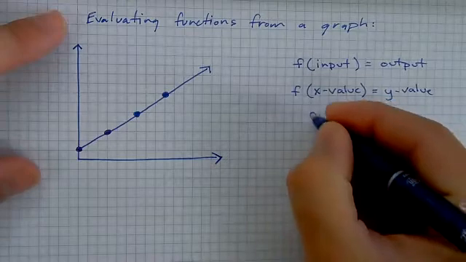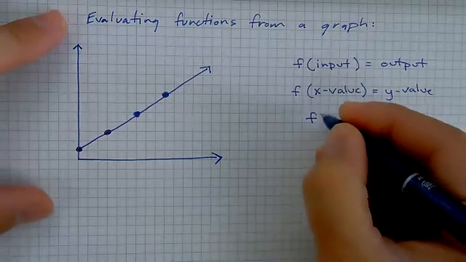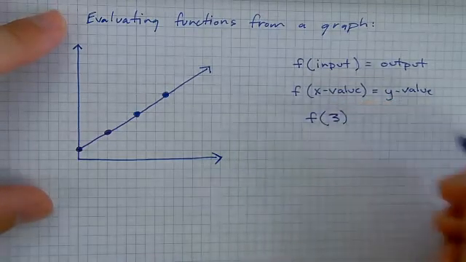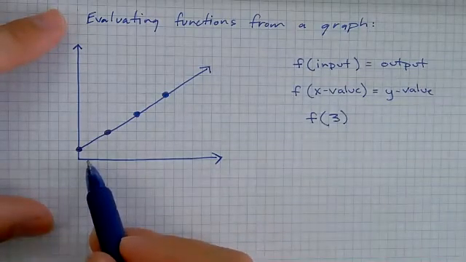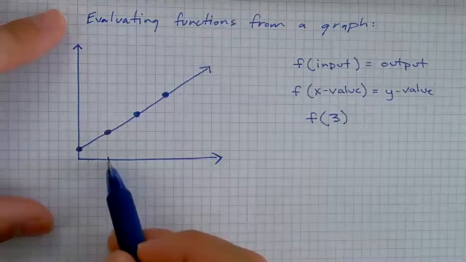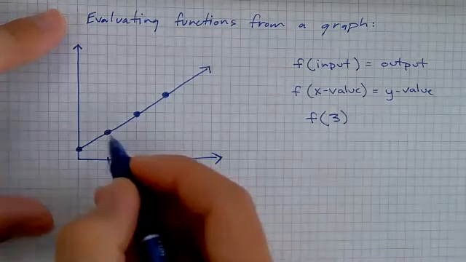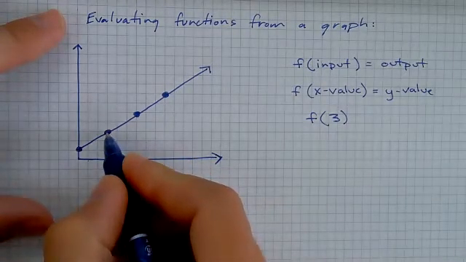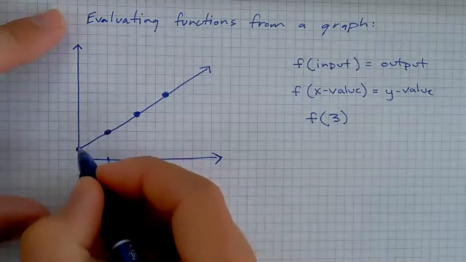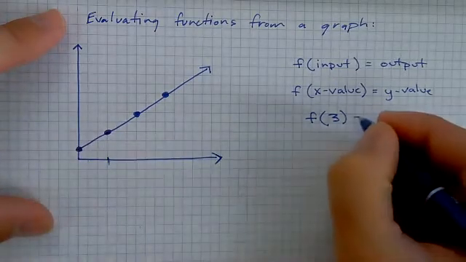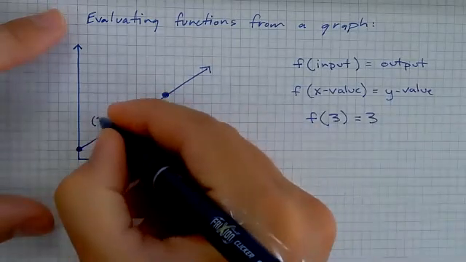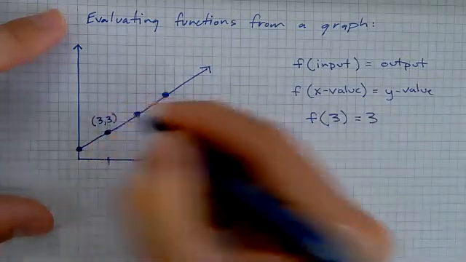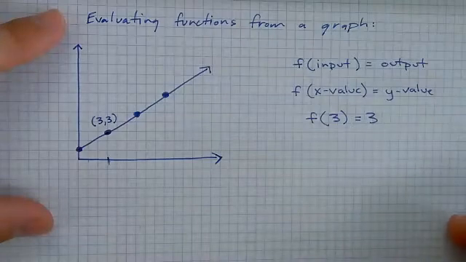Okay, so if we asked for f of 3, we'll go to 3 on the x-axis, find what the y value is at that point, and you get 1, 2, you get 3 as well. Okay, that's this point right here, 3, 3.